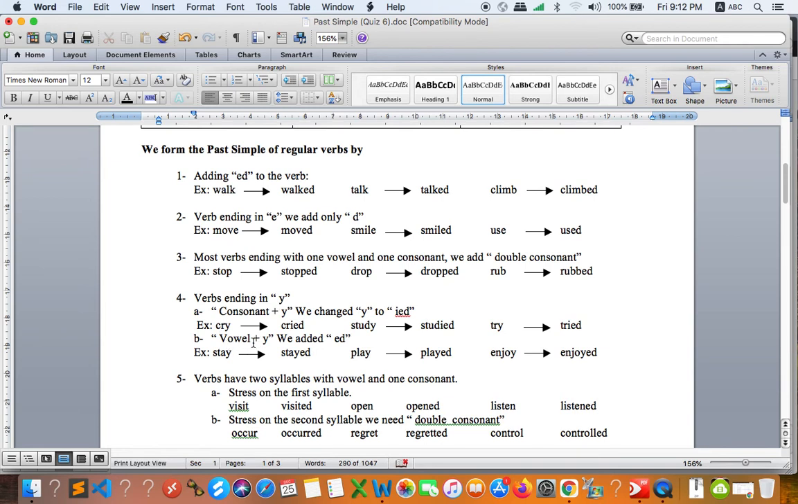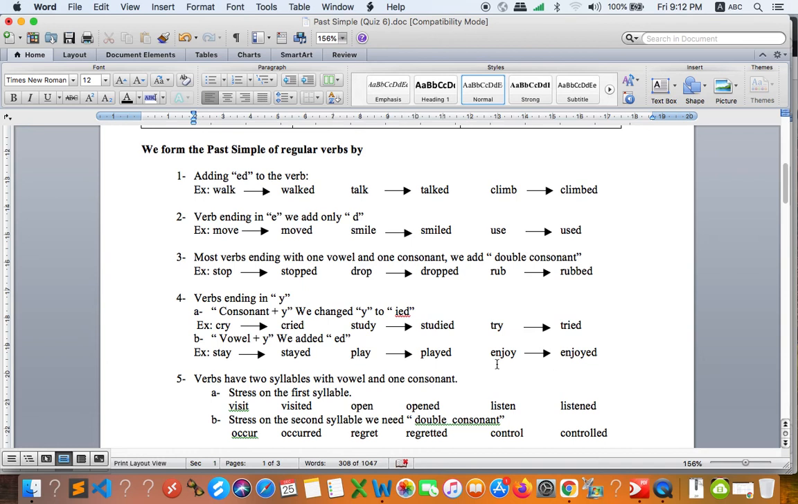But if it is a vowel plus Y, we have to add ED, okay? So we don't change Y to IED. It's like stay, then stayed. All right, so we just add ed. Play, because A is a vowel, so you cannot change it. Enjoy, enjoyed.